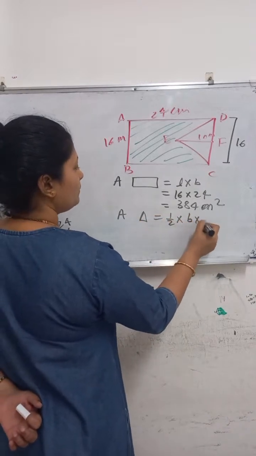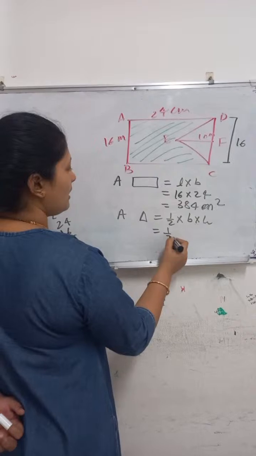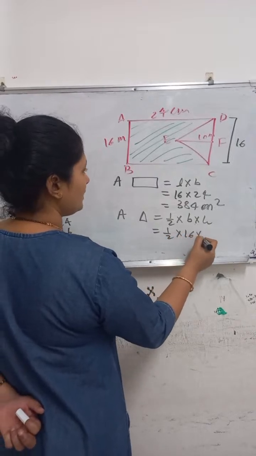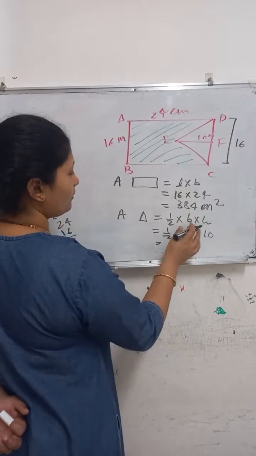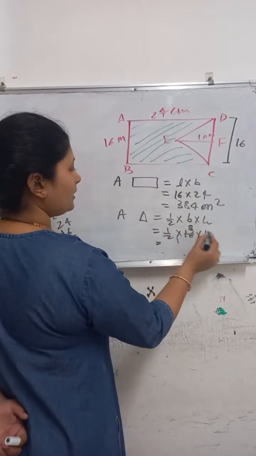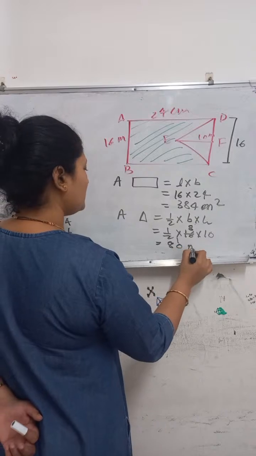Okay, then the area of a triangle is nothing but what? Half into base into height. So half, base is nothing but 16 and height is 10. So here 4. Okay, sorry, not 4, 8. 8 into 10 is 80 meters square.